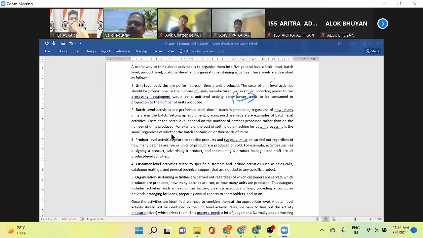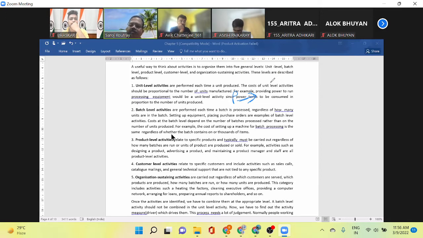And for setting up the machinery for that, I take some time. So that's a batch level. That doesn't vary for units. In a batch, you can manufacture 50, you can manufacture 500. But you incur one setup expense.